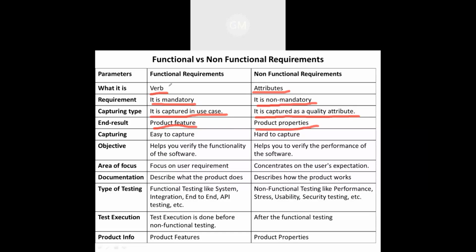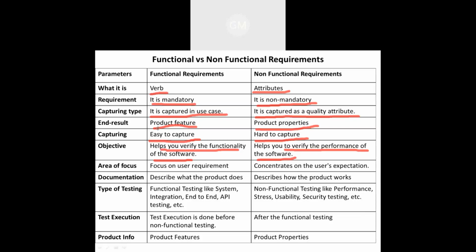So in the functional requirement, it is easy to capture all the features. But in the non-functional requirement, capturing the properties is very difficult. The main objective of the functional requirement is to help you verify the functionality of the software. But the non-functional requirement is going to verify the performance of the systems, and you cannot measure the performance of the systems in terms of percentage in the case of non-functional requirements.